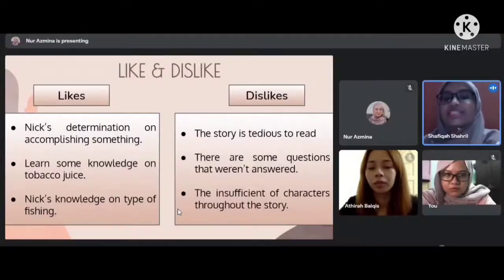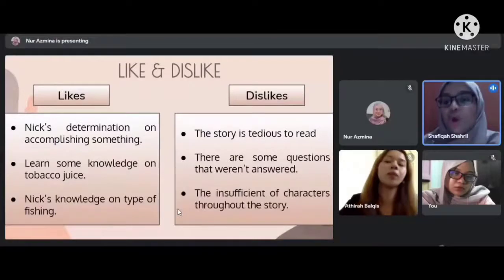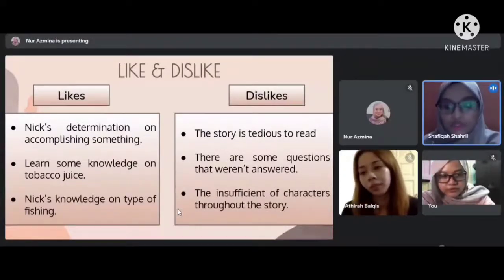Last but not least is the insufficient number of characters throughout the story. From the beginning till the end, the author only focused on the main character, Nick Adams, and there were not many characters in this short story. Even though Hopkins is the second character, he was not much concentrated on in the story, and as readers we could not define what actually happened to him in the end, because as mentioned on page 186, they never saw Hopkins, so we don't know what happened to him. Is he dead or did he go missing?